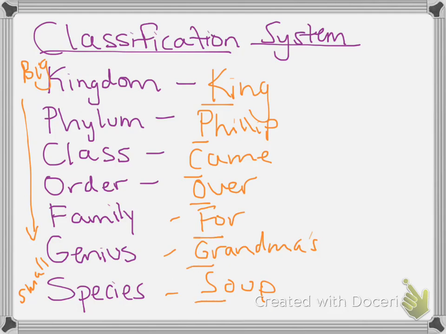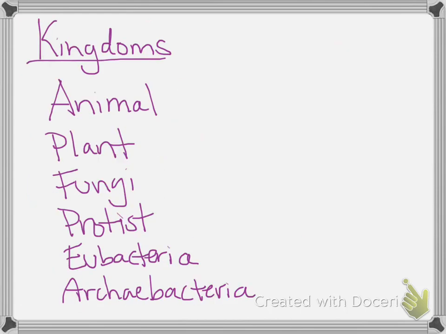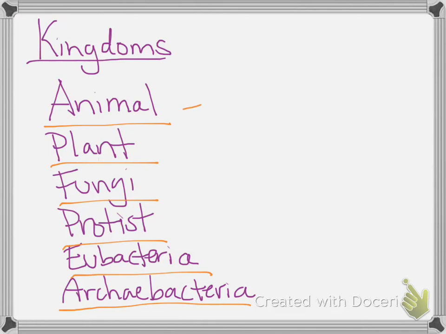Everything in life is put into a kingdom, and then the kingdoms are broken down into phylums and so on. So these are the kingdoms. We have the animal kingdom, the plant kingdom, the fungi kingdom, protists, eubacteria, and archaebacteria. This is where we are. Hopefully we all understand that we are part of the animal kingdom.